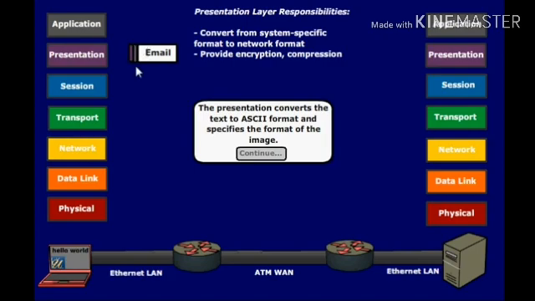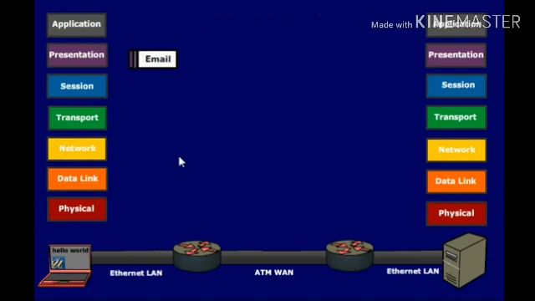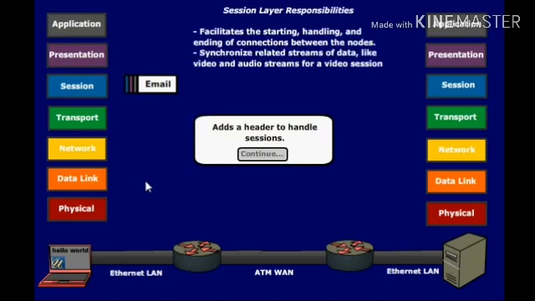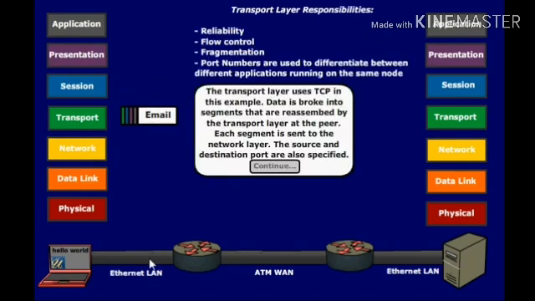Then the encrypted email is transferred to the session layer. The session layer adds a header to handle sessions. After that, the session layer transfers the email to the transport layer. After receiving data from the session layer, the data is broken into segments that are reassembled by the transport layer. Then the segments are transferred to the network layer.